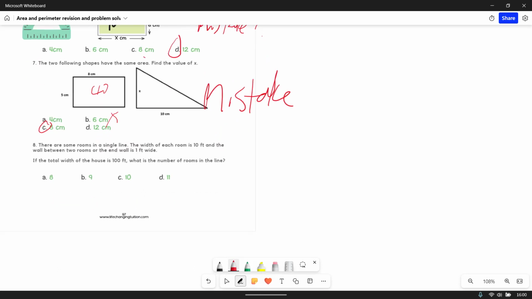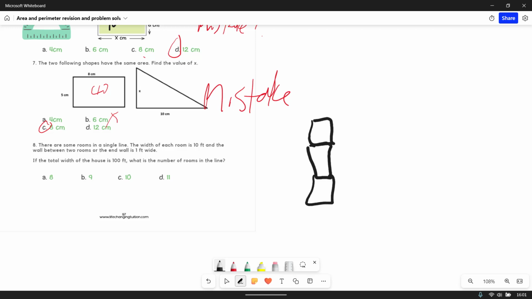There are some rooms in a single file. The width of each room is 10 feet, and the wall between two rooms at the end of the file is 1 foot wide. Okay, so this is really a question. So let's draw that. Some rooms in a single file.